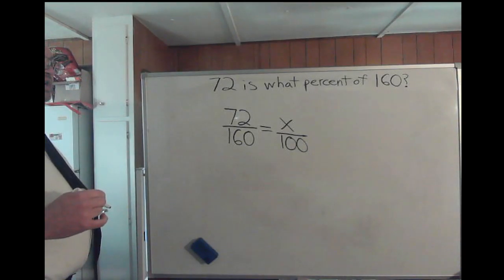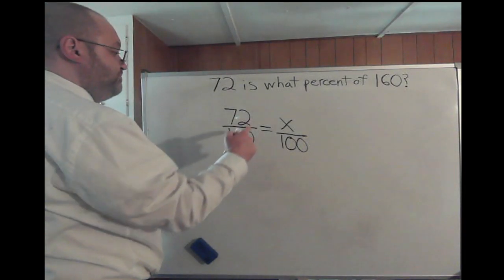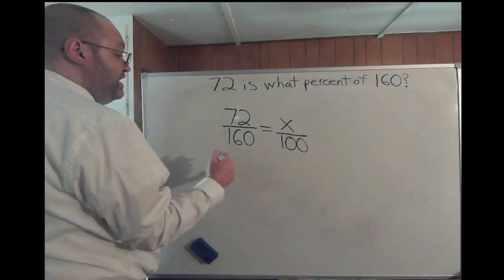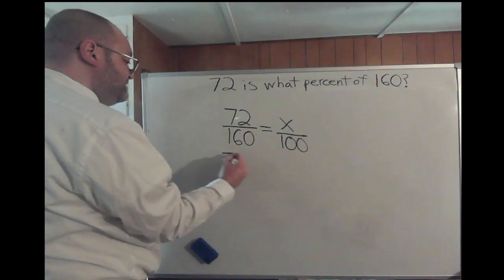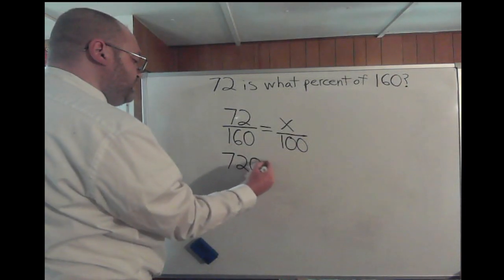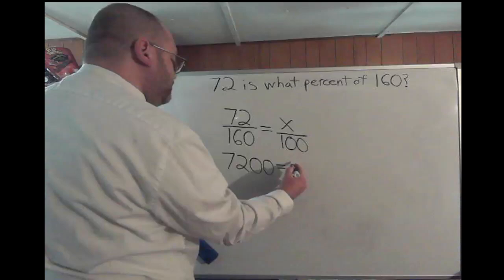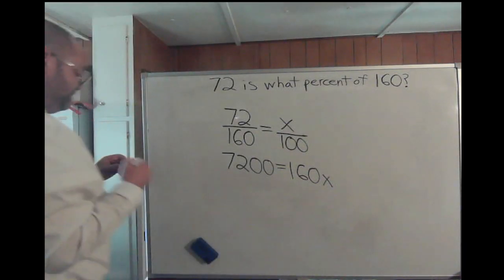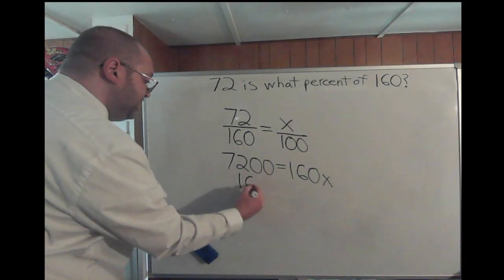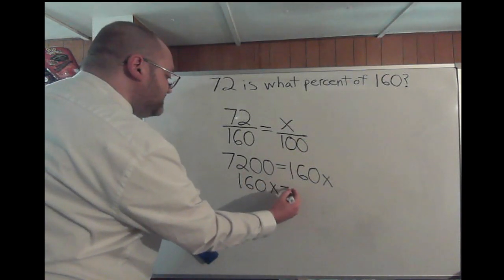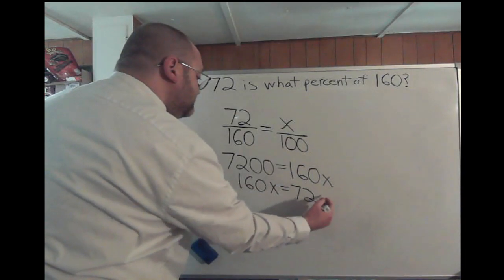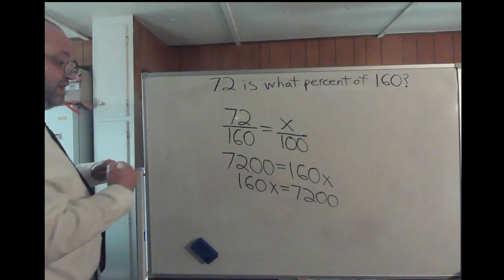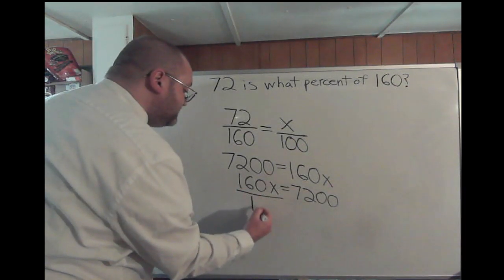So what you're going to do here, of course, is the cross multiplication. 72 times 100 is going to be 7,200. We will set that equal to 160 times x, which would be 160x. I'm going to switch these around because I like to have the variable on the left hand side. You'll have 160x equals 7,200. And now we just gotta divide both sides by 160 to get that x.